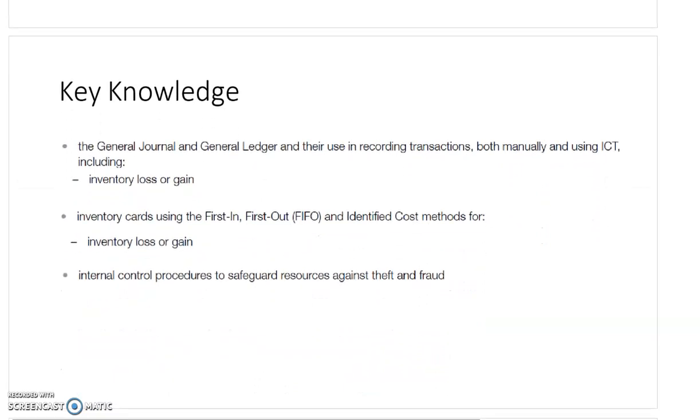The key knowledge that's linked to your VCAA study design is that you're going to need to be able to record the inventory loss or gain in the general journal, the general ledger, and also the inventory card. And we'll also discuss that performing an inventory count is actually a type of internal control procedure as well.